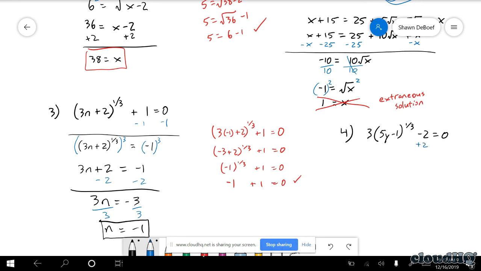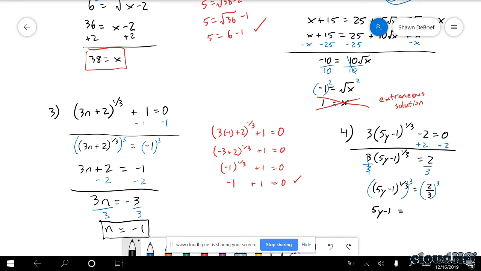And this one I'm going to add 2 first because I need to isolate that parenthesis. We cannot distribute the 3 because the parenthesis has an exponent on it, so we just have to divide it away. So now I'm ready to cube both sides, giving me 5y minus 1 on the left side. On the right side, you have to cube 2, which gives you 8, and cube 3, which gives you 27.